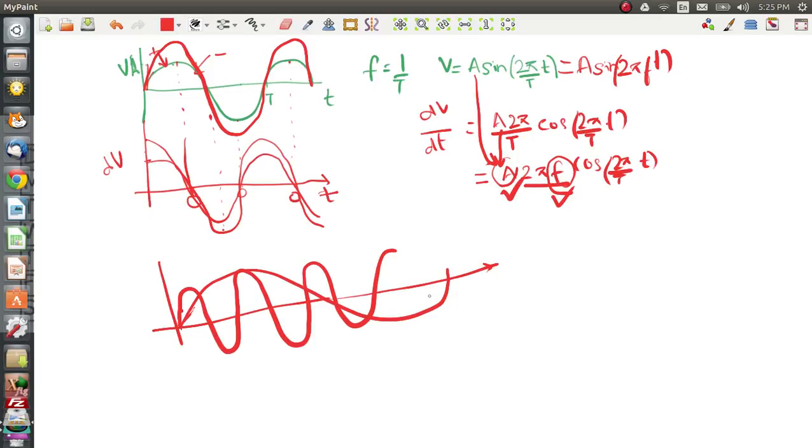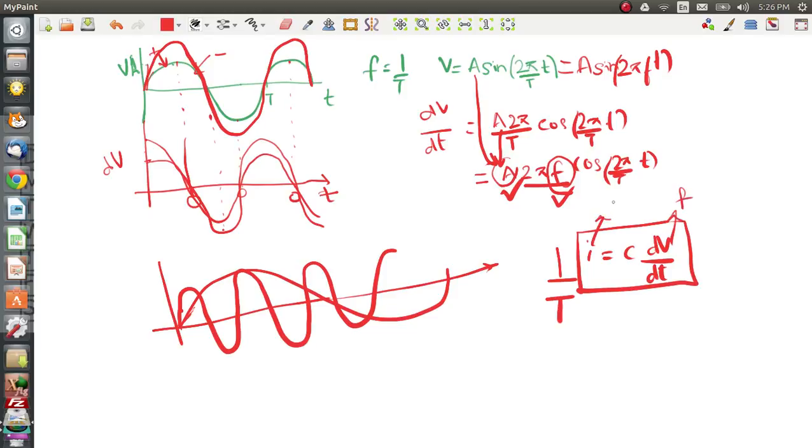This is important because it connects to the capacitor, because in a capacitor my current is a function of the derivative of my voltage. So if my voltage is being fed at a higher frequency, then the current I will get, even though the amplitude of the voltage may be the same, is going to be higher. The current goes up as the frequency goes up, and that's important.